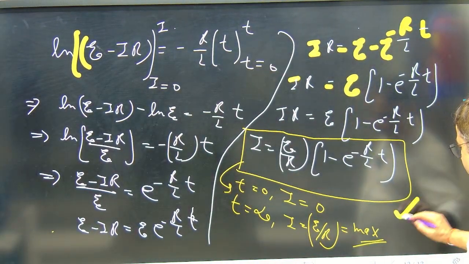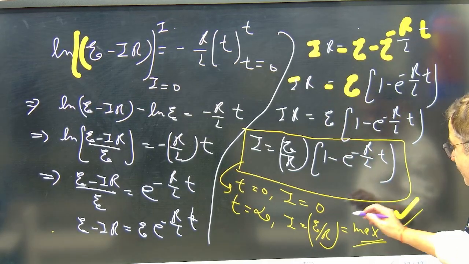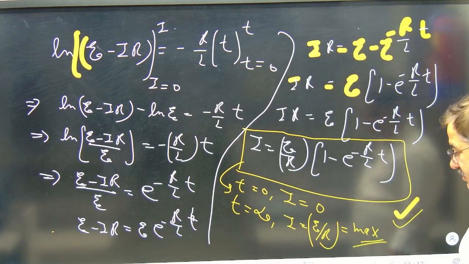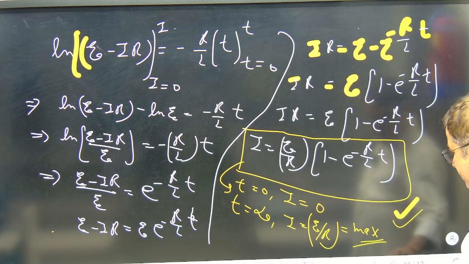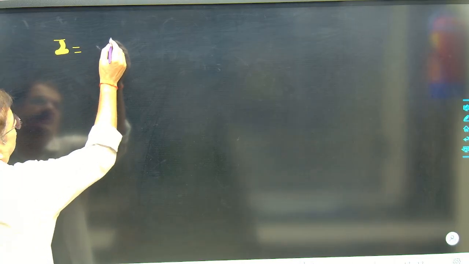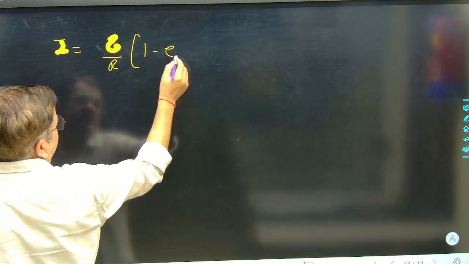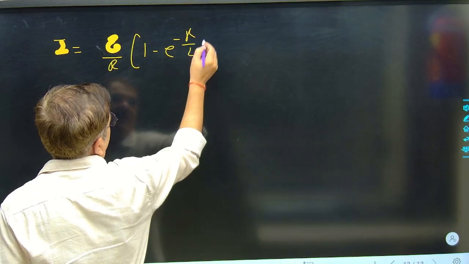So this result we can draw on the graph also. What current is flowing in the circuit, these conditions we can put and draw it. The maximum current is this. So on the next page I will show this. The current value I am saying here is I is equal to E by R times 1 minus e to the power minus R by L into t.